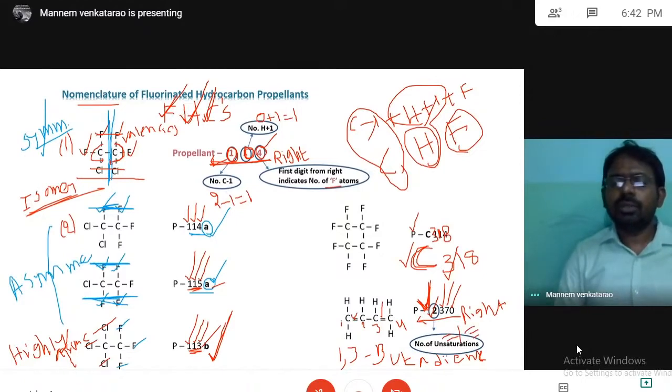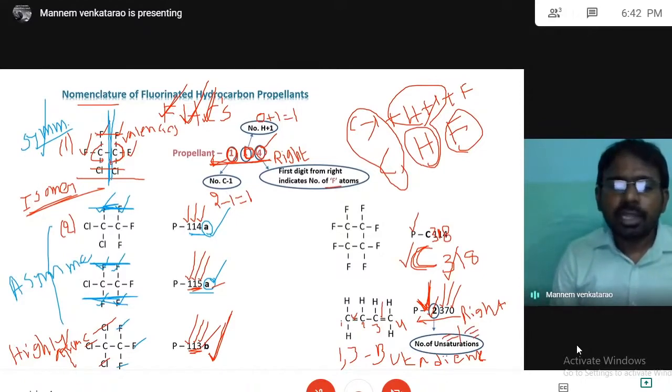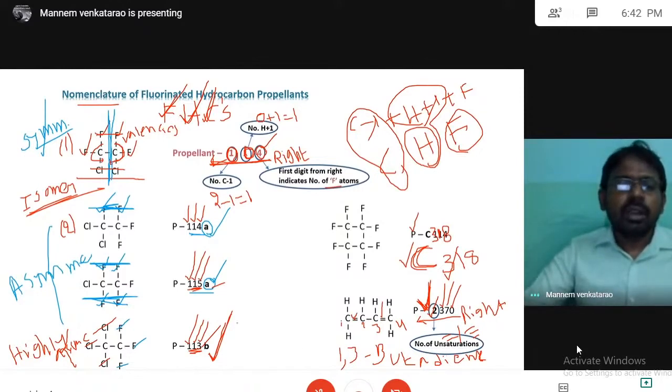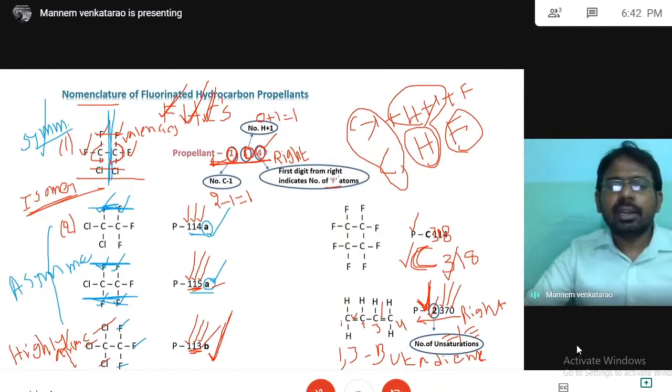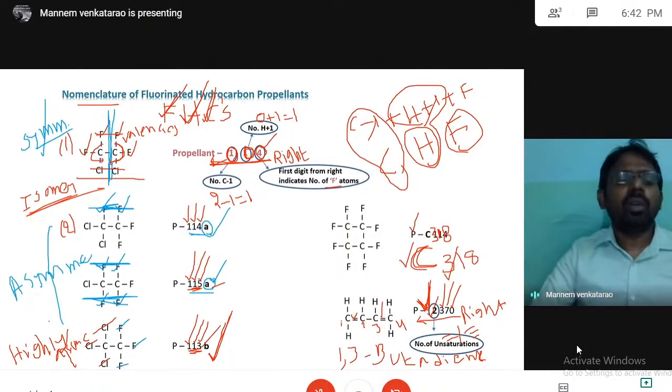Okay, friends, this is the nomenclature. They never ask it in the GPAT examination, but it is repeatedly asked in the NIPER examination. First, represent the chemical name in digits. Second, represent symmetry, asymmetry. Third, represent cyclic specificity. Fourth, represent unsaturation. So digits, symmetry, asymmetry, high asymmetry, cyclic, unsaturated. Okay, with this the nomenclature of fluorinated hydrocarbons is completed.